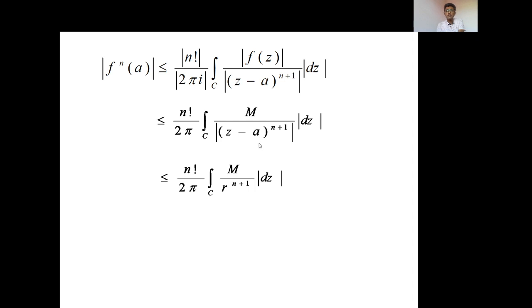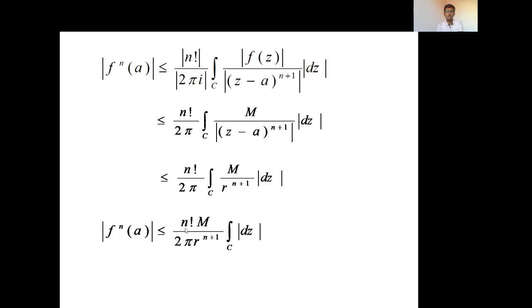Then the equation of a circle in complex form, with center a and radius r, is modulus of z minus a equal to r. So I use this definition: modulus of z minus a is nothing but r. So n factorial divided by 2 pi into integration of M divided by r, which is modulus of z minus a, to the power n plus 1, into modulus of dz.